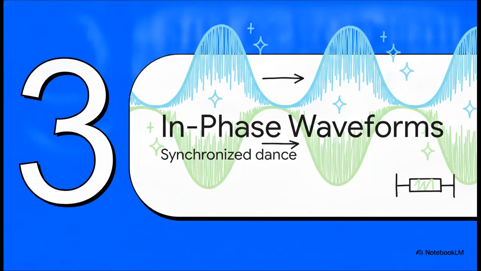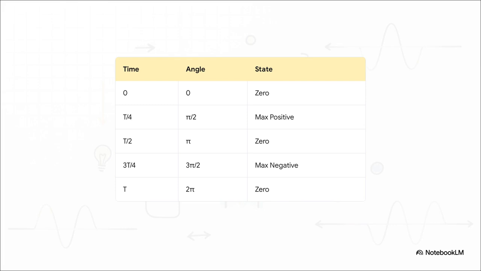That brings us to Section 3, visualizing in-phase waveforms, or what I like to call a synchronized dance. Let's actually track one complete cycle through time using this table. We start our journey at time 0, where the angle is 0 and both voltage and current sit at exactly 0. Nothing is happening yet. As time moves forward to a quarter of the cycle, T over 4, our angle hits pi over 2 radians, which is 90 degrees. Right here, the sine function maximizes, and both our voltage and current leap up to their maximum positive peak at the exact same moment.